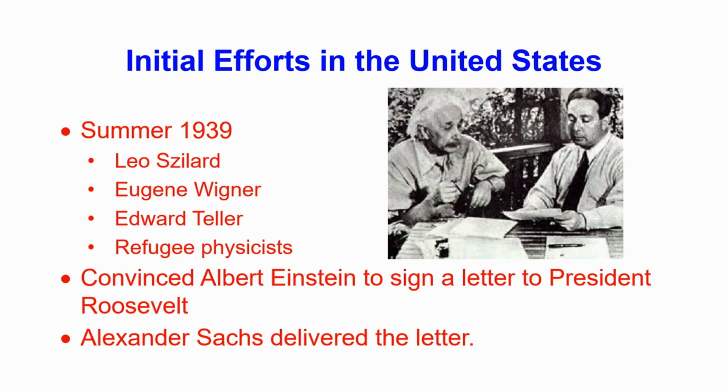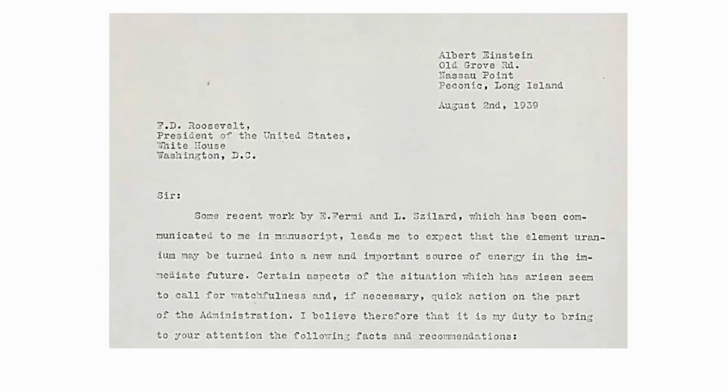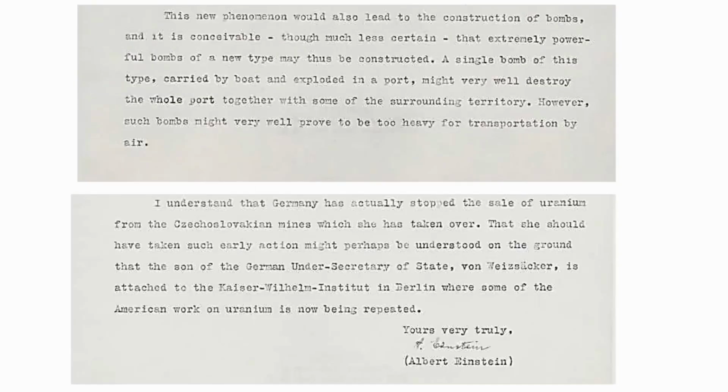And it was delivered by a friend of Roosevelt, Alexander Sachs. He finally got to Roosevelt in October of '39, and the letter, just briefly, I want to get to the second page. Basically, there at the very end, I understand that Germany has actually stopped the sale of uranium, and that she should have taken this early action might perhaps be understood as grounds that the Germans are actually working on this, and that the Americans need to work on uranium too.